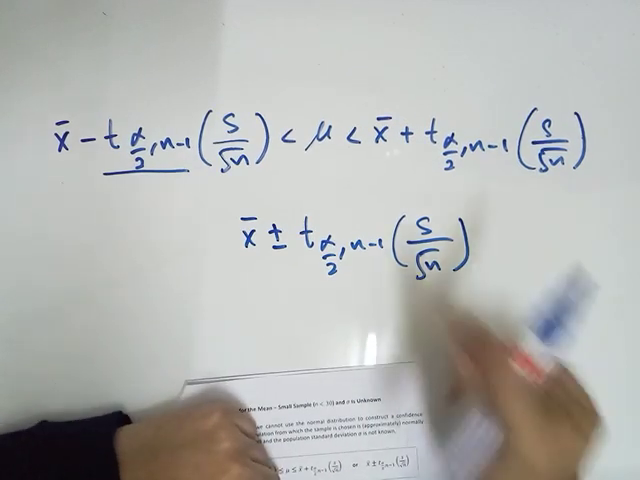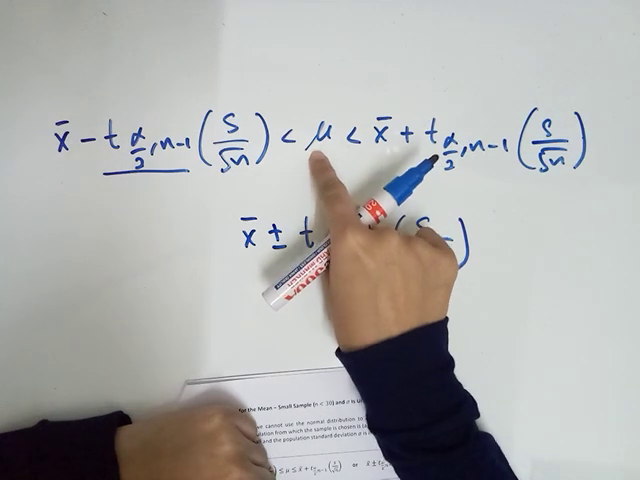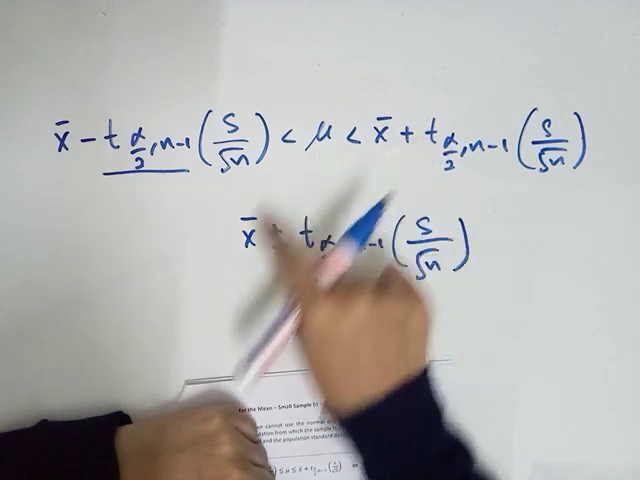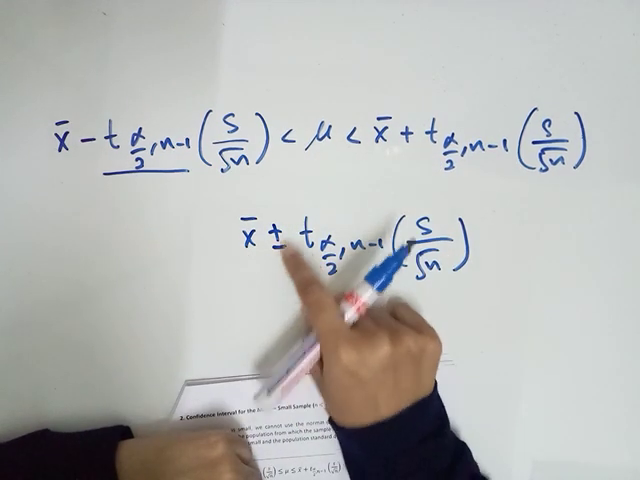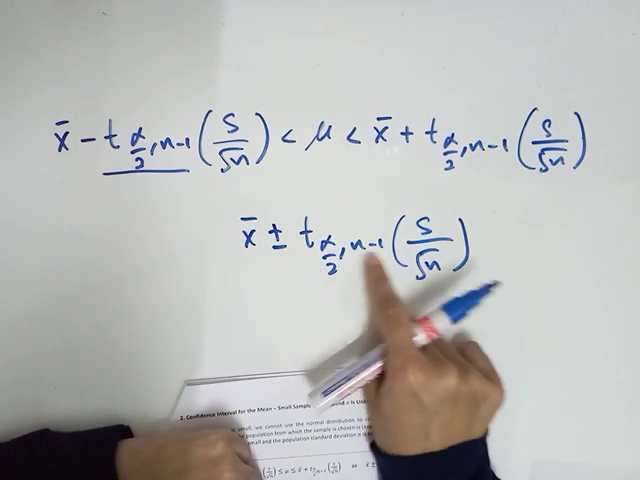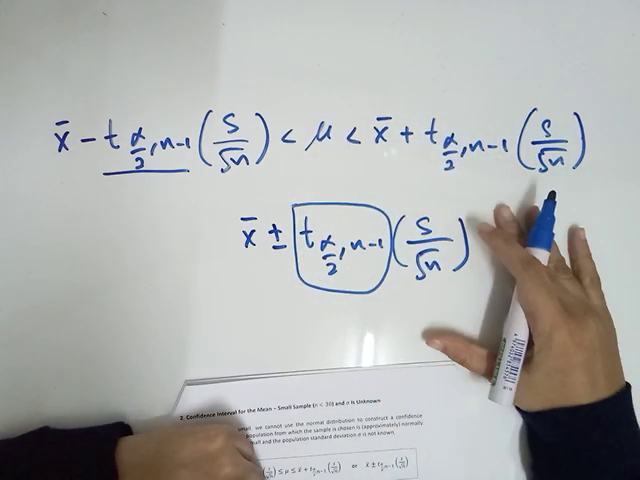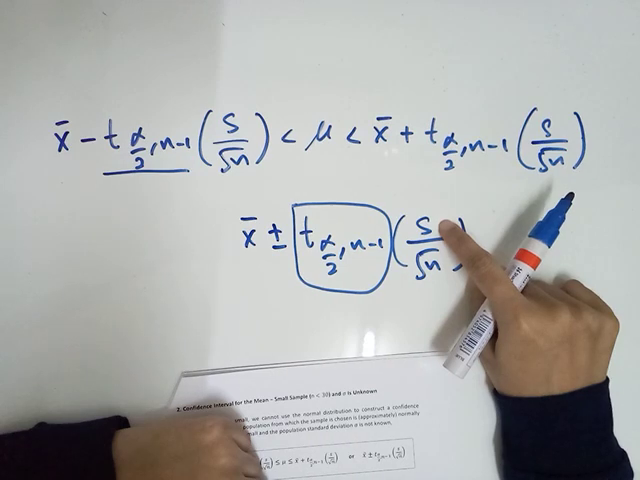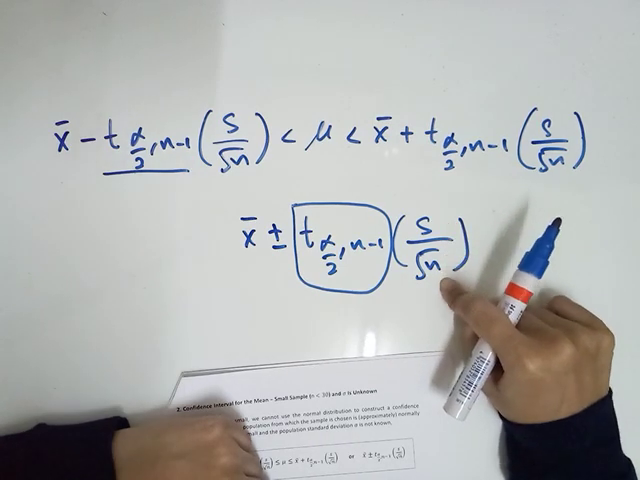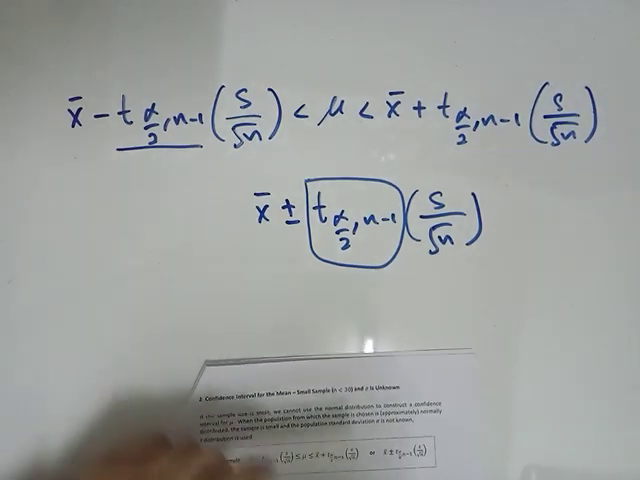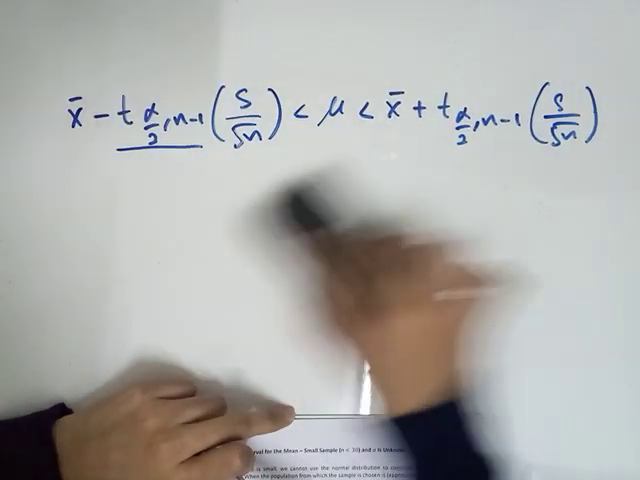Okay, so we need to find the population mean by taking the data from the sample as the point estimation, which is the sample mean, plus minus t alpha over 2, n minus 1. This one later I will show you how to find the t value. And then times standard deviation of the samples divided by square root n. n is sample size there. Okay, so now I'm going to show you how to find the t value.